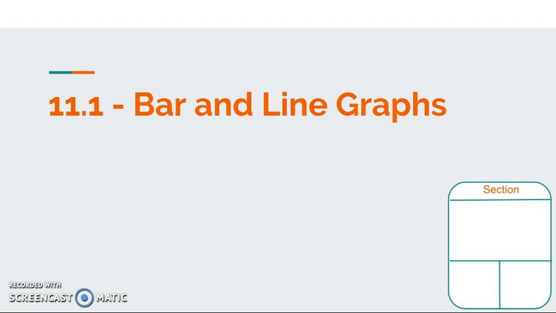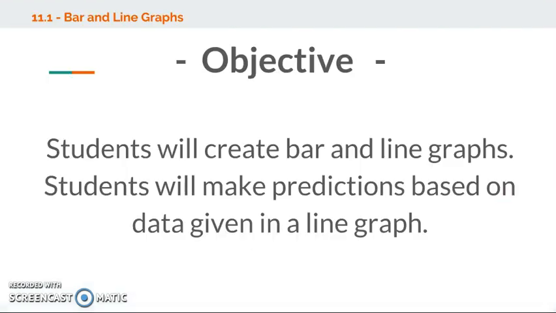All right, so 11.1 here today. Like I said, we're going to look at bar and line graphs. Our objective is two things. Students will create a bar and line graph, and then we'll also make predictions based on the data given in the line graph. So we have two parts to look at today to find out what our data looks like. How do we create and use the data to create our graphs, and then how do we make predictions to answer questions about what could happen or what will happen, or based on the data, what's the trend right now. So make sure you have this objective written down.